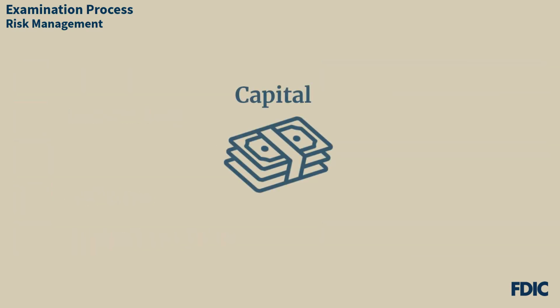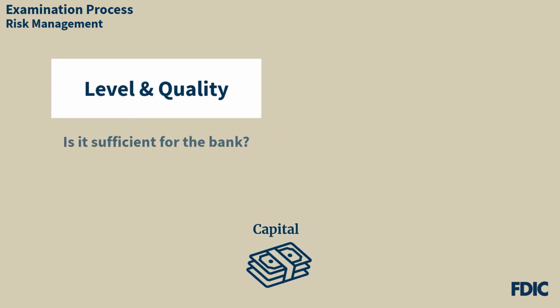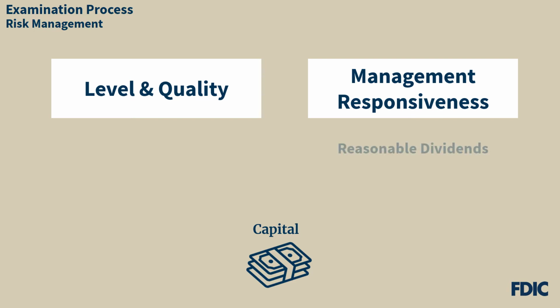Now, let's discuss the risk management examination components in more detail, beginning with capital. First, we look at the level and quality of capital. Is it sufficient considering the risk in the bank's activities? Does it come from core, sustainable sources? We assess how responsive the board and management are to capital needs. For example, we consider whether dividends are reasonable given capital levels or whether appropriate capital planning processes are in place.